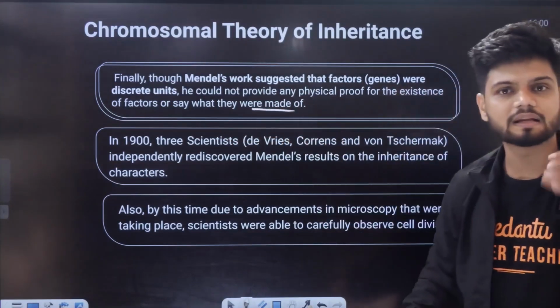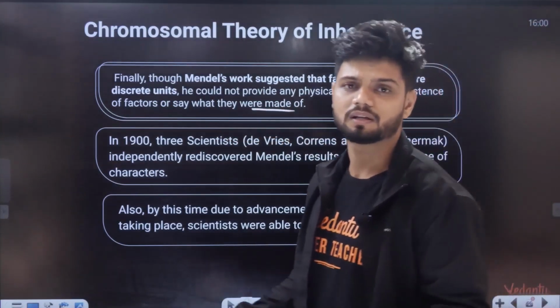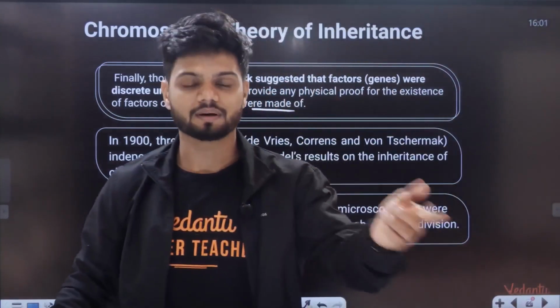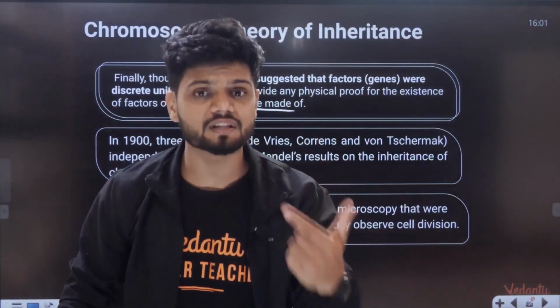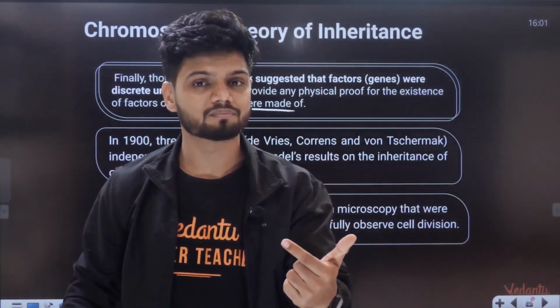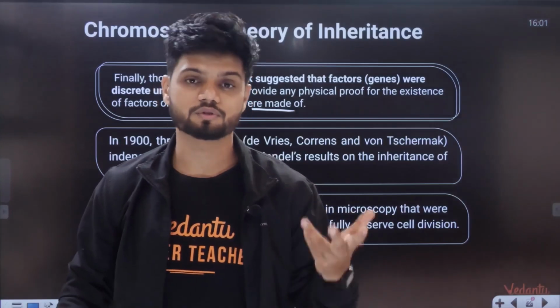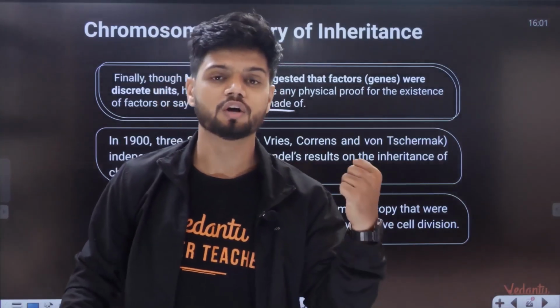So there was no physical proof. There was no microscope at that time. I am telling you there's a gene, and right now I can tell there's a gene because I can identify the gene. But at that time, not possible because there was no microscope. There is no proof to show what is the gene.